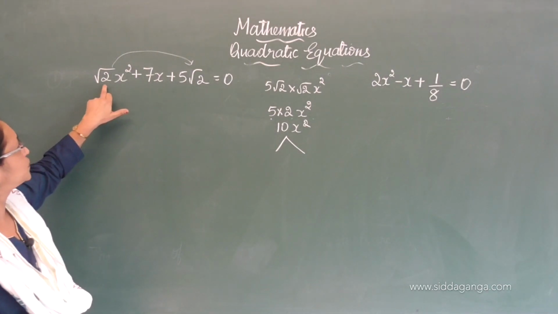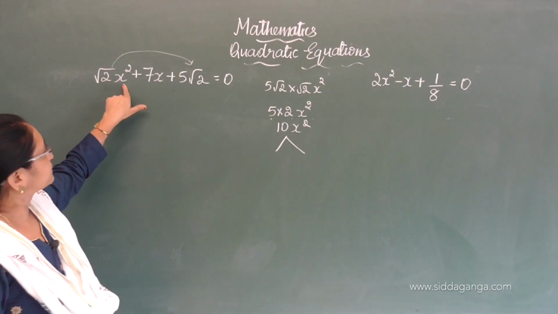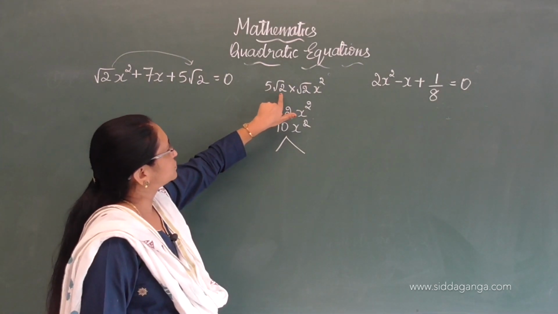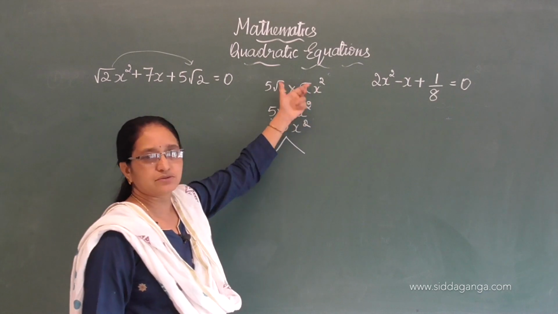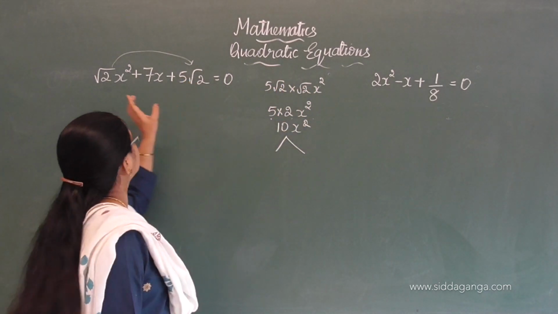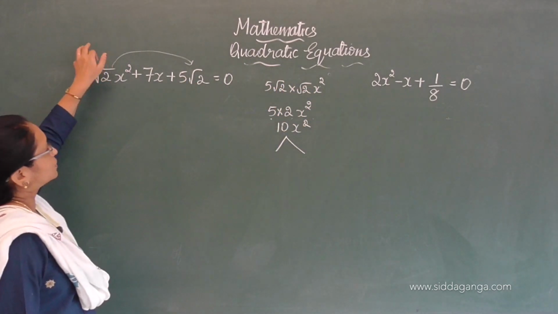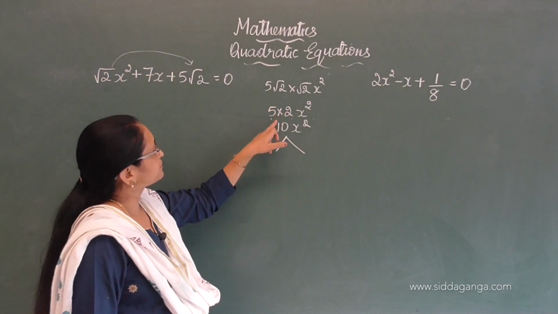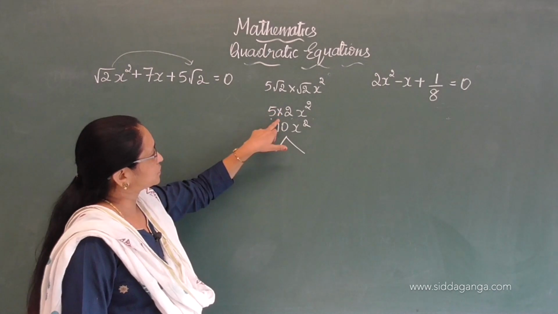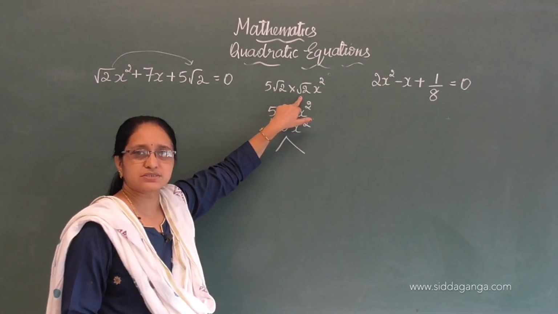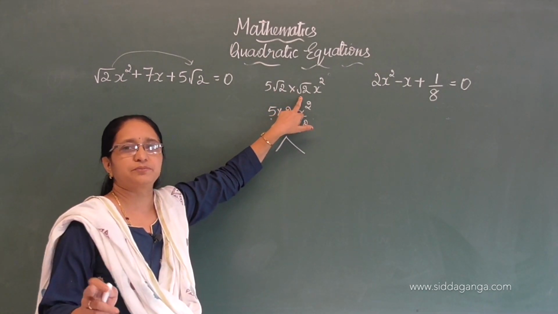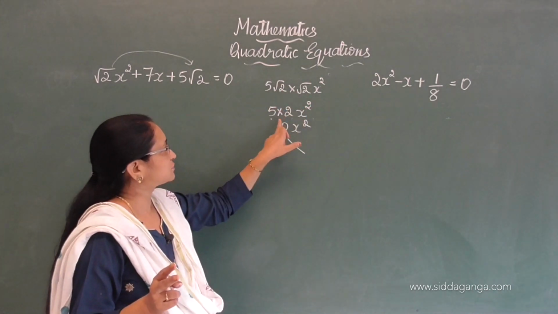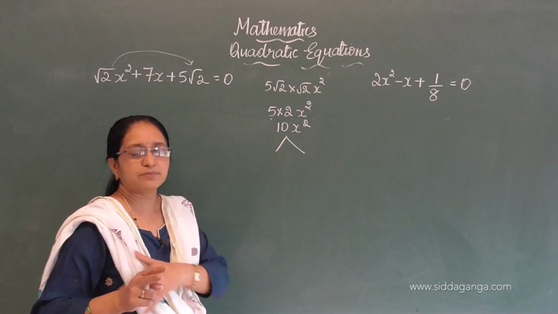See here, root 2 into root 2 x square into 5 root 2. So, when you multiply 5 root 2 into root 2 x square, you know this, you have to multiply the whole term by the third term, then only you can split the middle terms. So, here 5 into root 2 into root 2 is root 4, root 4 means 2. So, 5 into 2 and x square. So, 5 2s are 10 x square, okay.